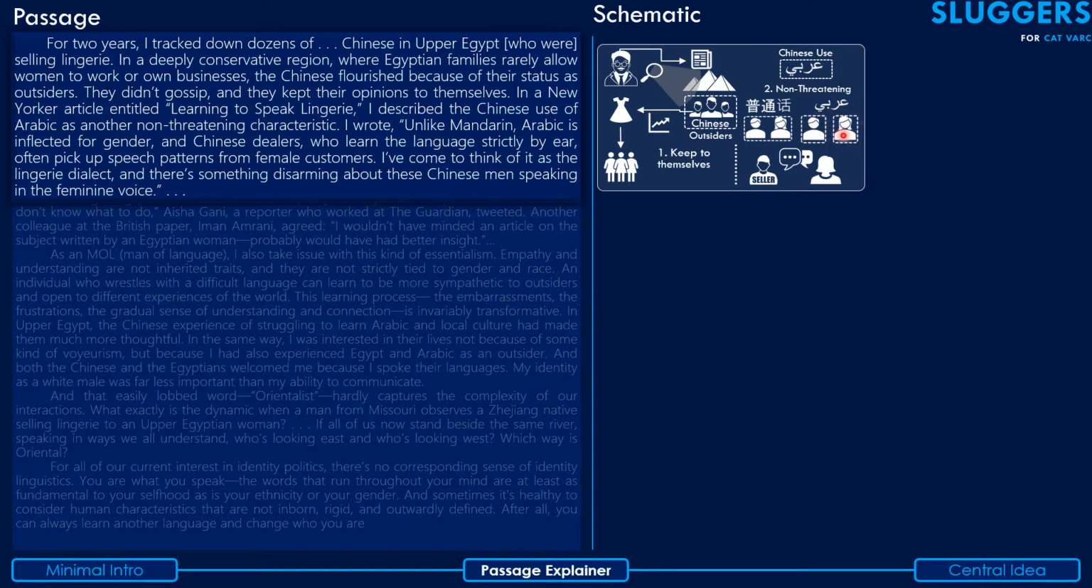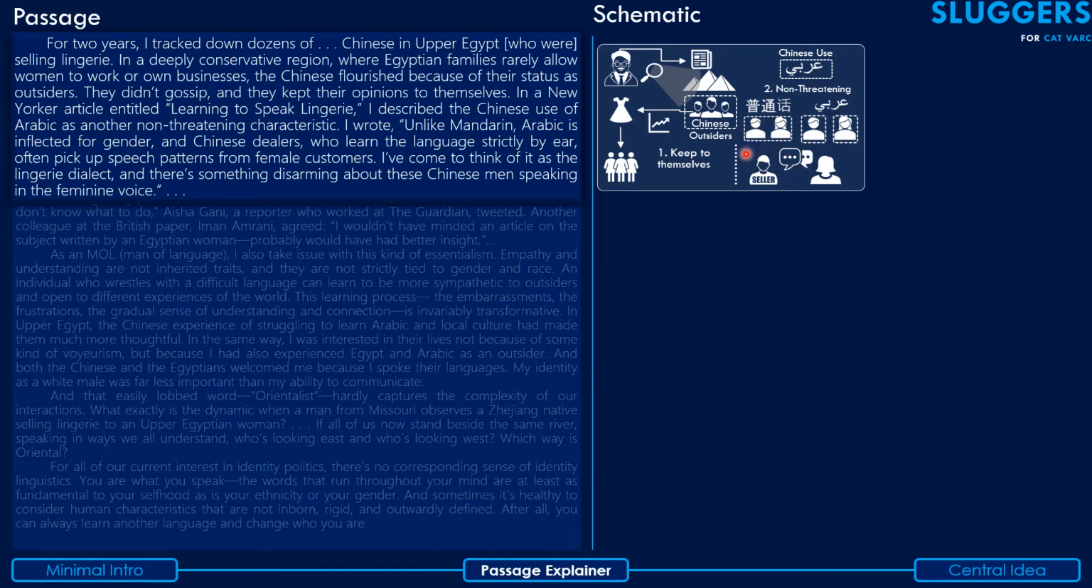And what does it mean to say that it is inflected for gender? That basically means that the pronouns used for males and females in the language of Arabic would be different, as opposed to Mandarin, where there would probably be no difference between the pronouns used for males and females, right? And hence, Arabic is inflected for gender, and Mandarin is not inflected for gender.